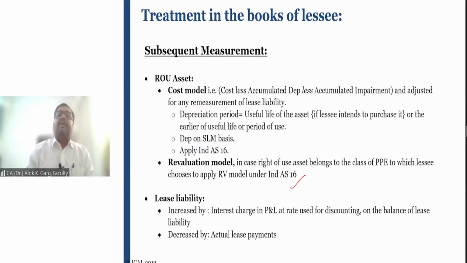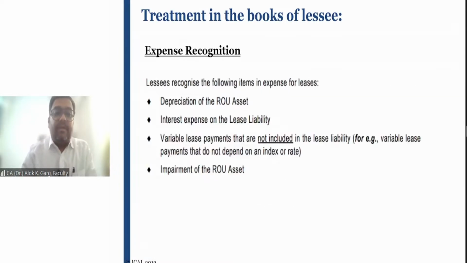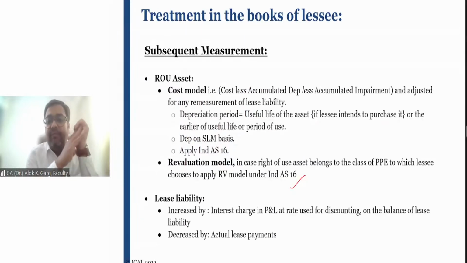Okay. Now, friends, let's say we understood the initial recognition. You have to debit right of use asset. You have to credit lease liability. What about subsequent measurement? Like in PPE, you were capitalizing the property, plant, and equipment, and you were crediting the bank, vendor, whatever. And at the end of every year, you were depreciating that PPE. You were recognizing the impairment on the PPE, right? You were doing all those things.